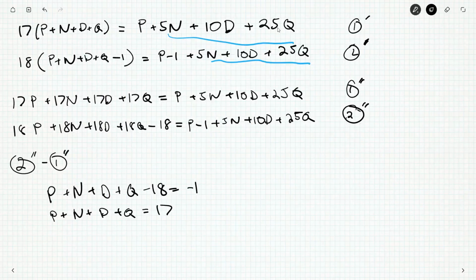What else could we do with this? Well, we know when we remove 1 coin, we get 1 less coin, so we'll have 16 here. So that's P plus N plus D plus Q minus 1. So we can plug that in here.